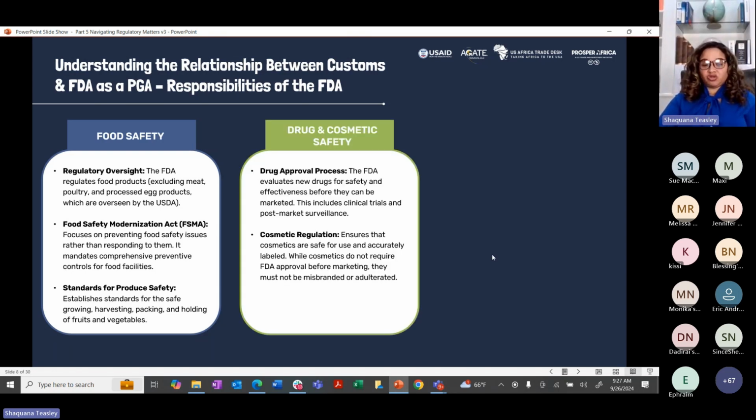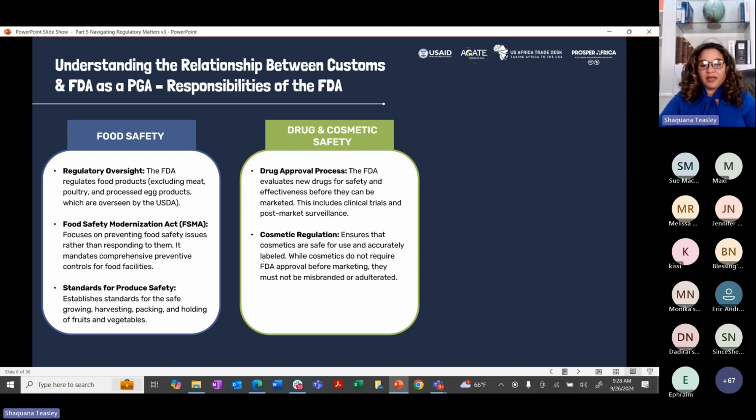So now let's talk about drug and cosmetic safety under those same guidelines. For a drug approval process, the FDA evaluates new drugs for safety and effectiveness before they can be marketed. You've probably seen drugs that say "not FDA approved" or "under FDA review" because they're still going through the process. And throughout that process, clinical trials and post-market surveillance are required.